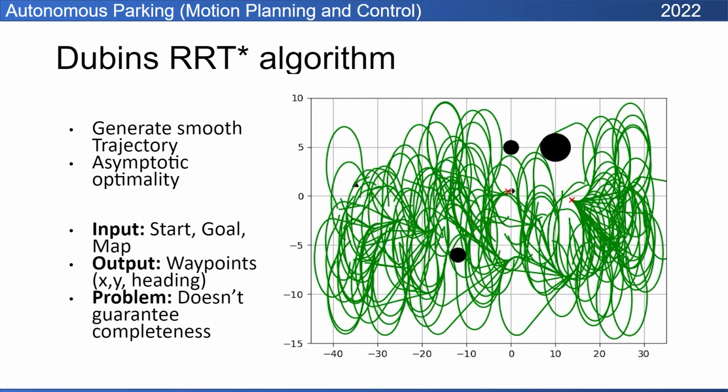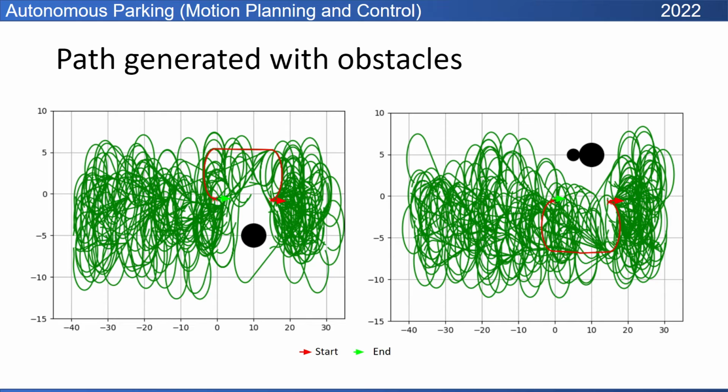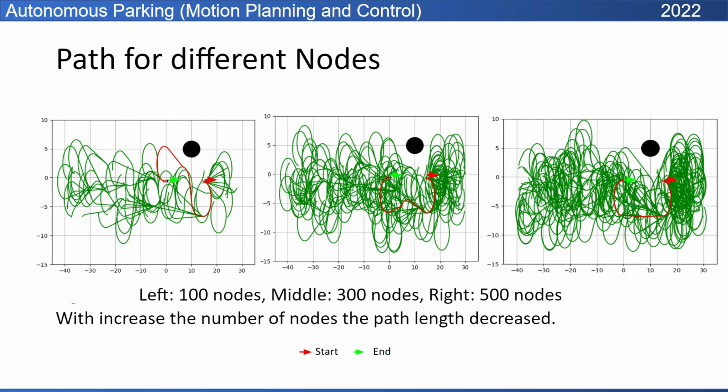This algorithm was further tested with different obstacles for a given start and end point, and it was successful in finding the path every time. The following two figures show the implementation of the algorithm for 500 nodes. Further, we tested our algorithm for different numbers of nodes. We observed the optimality behavior of RRT-star, which means that as the number of nodes increased, the length of the path decreased, reaching the most optimal one.